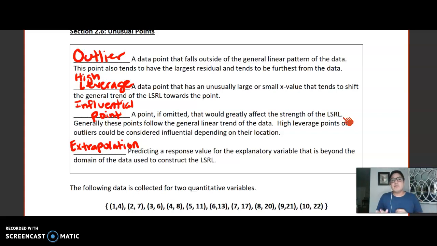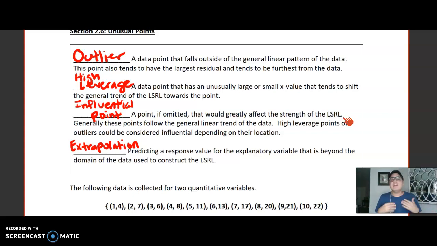Now a high leverage point is a data point that has an unusually large or small explanatory value that tends to shift the general trend of the LSRL towards that point. So let's assume here's my straight line and I've got a point that again doesn't follow the pattern. It's kind of down here. It's going to shift my line to accommodate that point. So that's going to weaken my correlation.